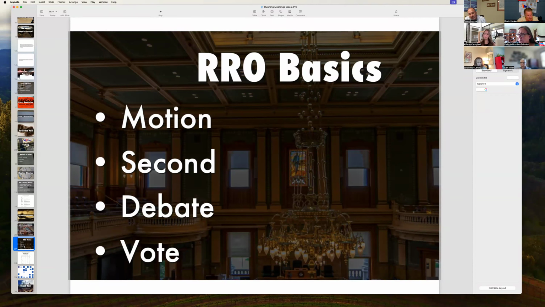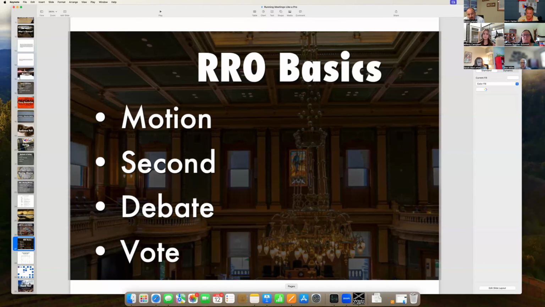For example, when a motion is made, who gets to speak? Well, Robert's Rules says you rotate between those for the motion and those against the motion. Those that haven't spoken get higher priority to speak than those individuals that have spoken. So there's all these nuances, but by and large, 99% of Robert's Rules is this, and I'm going to show you in action in just a minute.